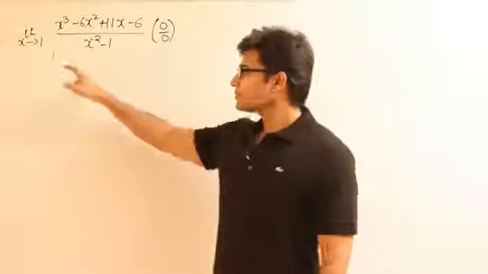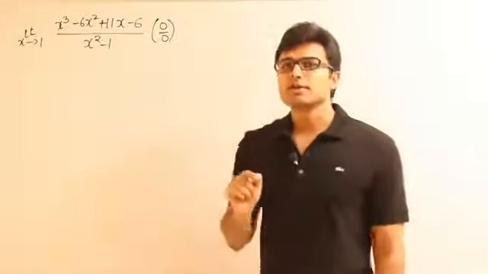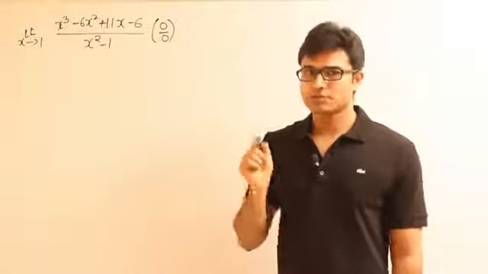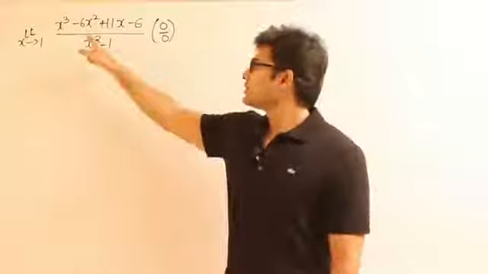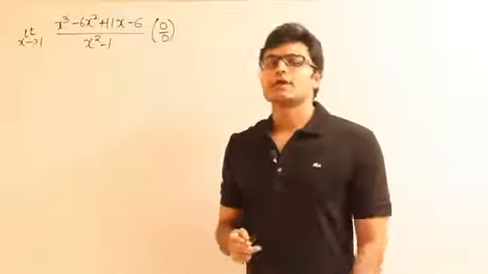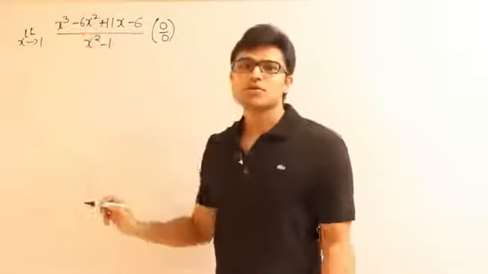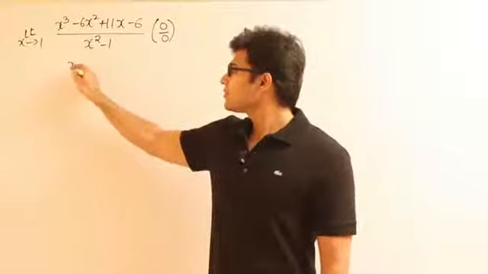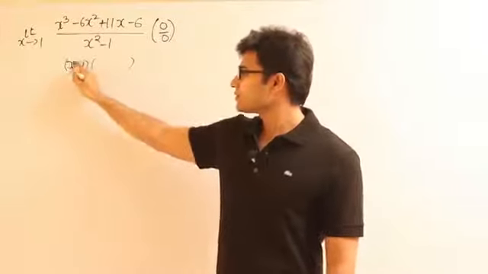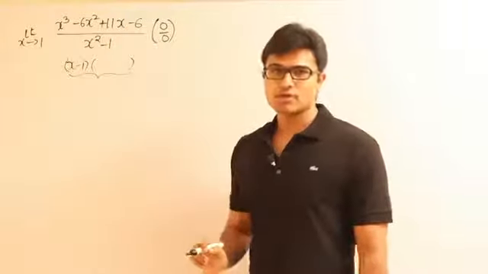Just see this. When I substitute 1 here, it all becomes 0. It means that x minus 1 is a factor of this. Whenever you substitute x equal to 1 and it all goes to 0, it means that x minus 1 is a factor of it. Why? Because if this entire thing goes to 0, it can be written as x minus 1 into something. Then only when I substitute x equal to 1 will this entire thing become 0.